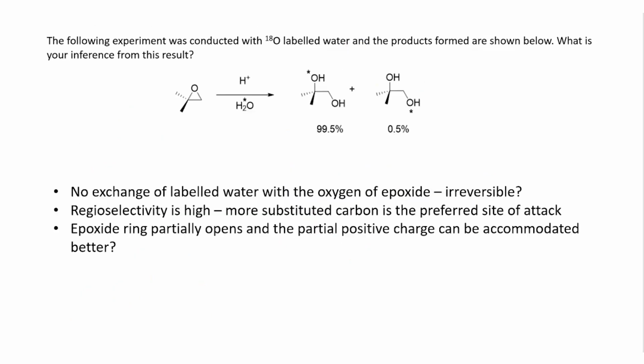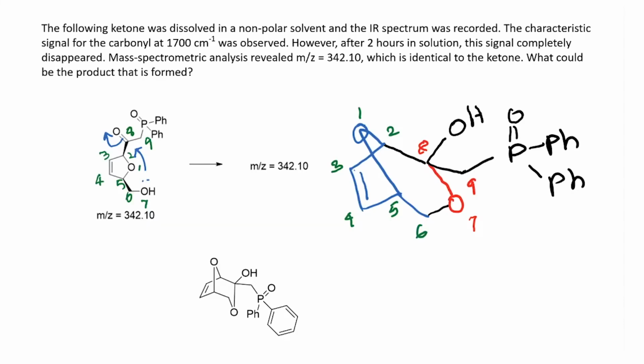So based on this inference, what we can say is that it seems like there is no exchange of labeled water with oxygen of the epoxide. So maybe once the epoxide ring is opened, it is an irreversible process. The second inference is that the regioselectivity of this process is quite high, and the more substituted carbon is the preferred site of attack. The way we might reason this out is that the epoxide ring maybe partially opens up, and there's a partial positive charge on this epoxide ring after protonation, and that positive charge is better accommodated in the more substituted carbon, and therefore that becomes the site of attack of water. Okay. Now let's move on to the next question.